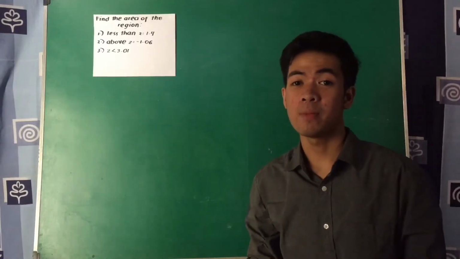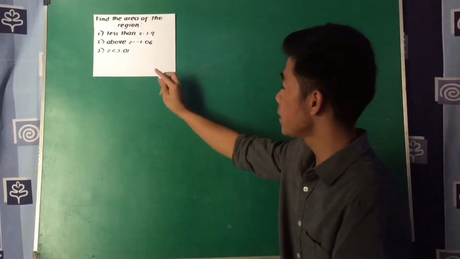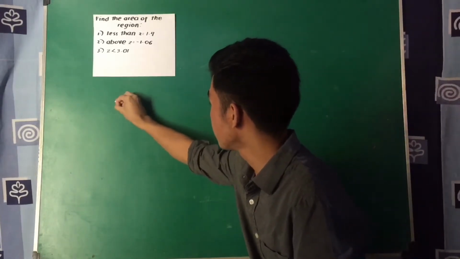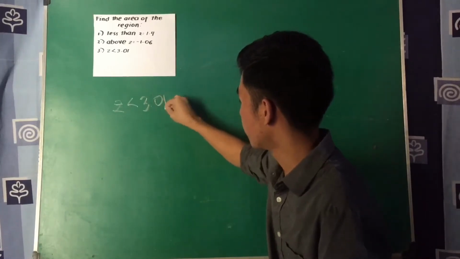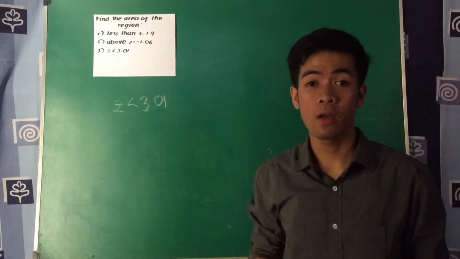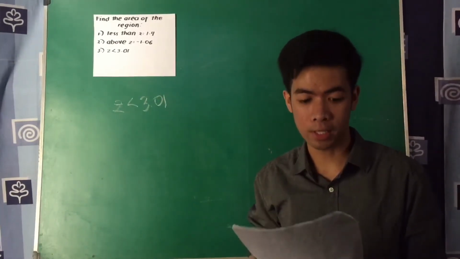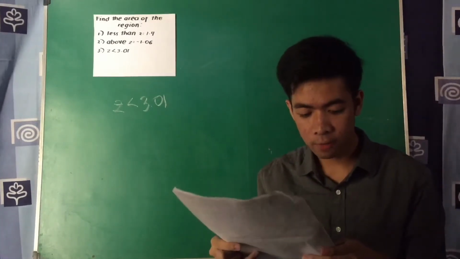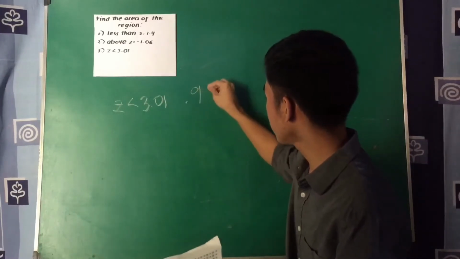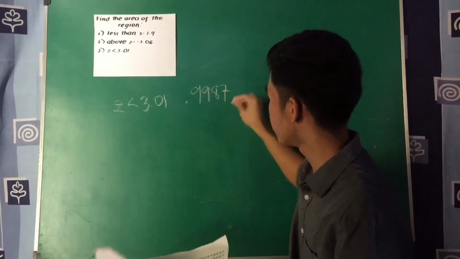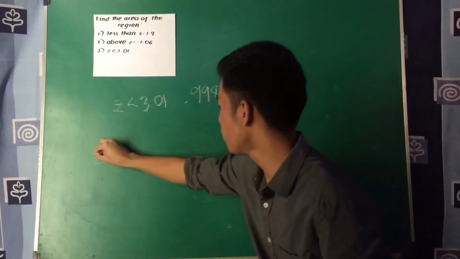Let's start item number 3. Find the area of the region of z is less than 3.01. Again, you have to locate the equivalent value of 3.01 on your z table. So the equivalent value of 3.01 is 0.9987. Draw a normal curve.